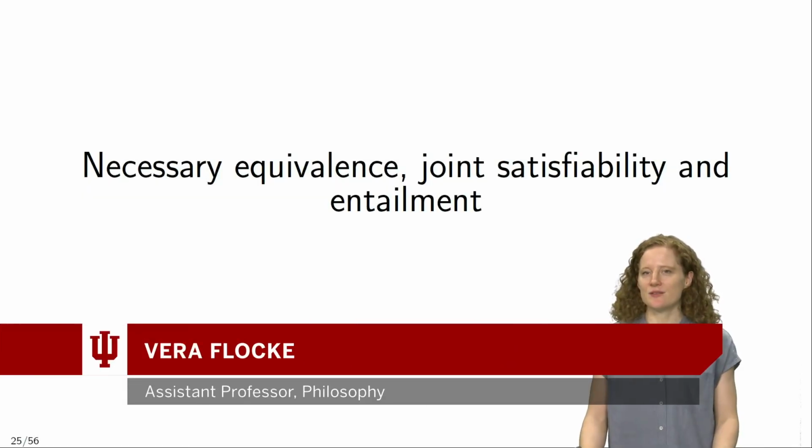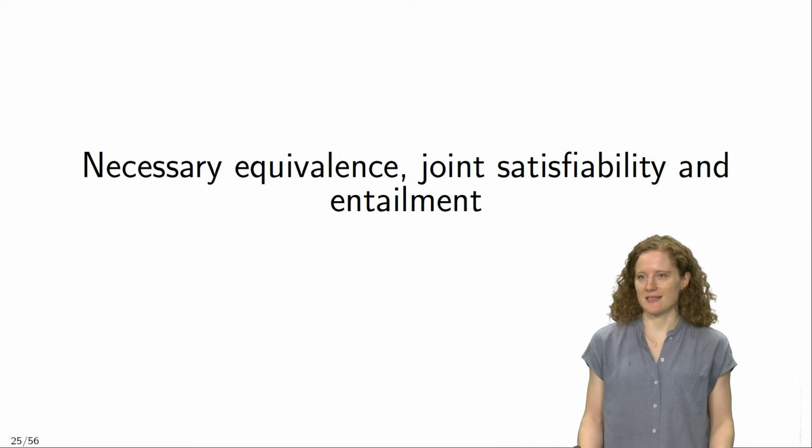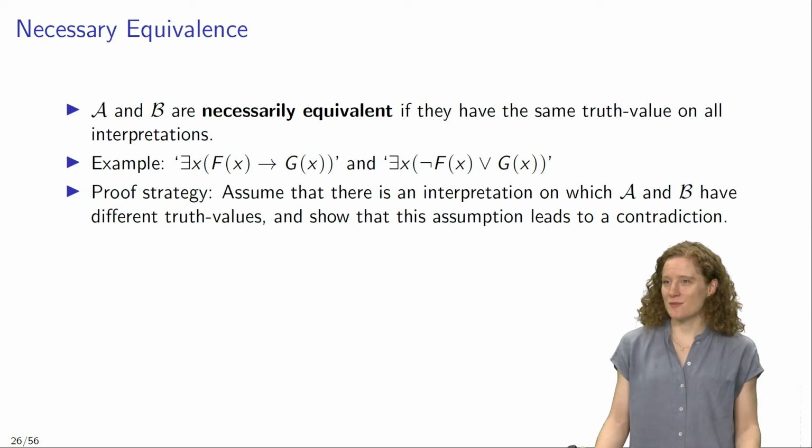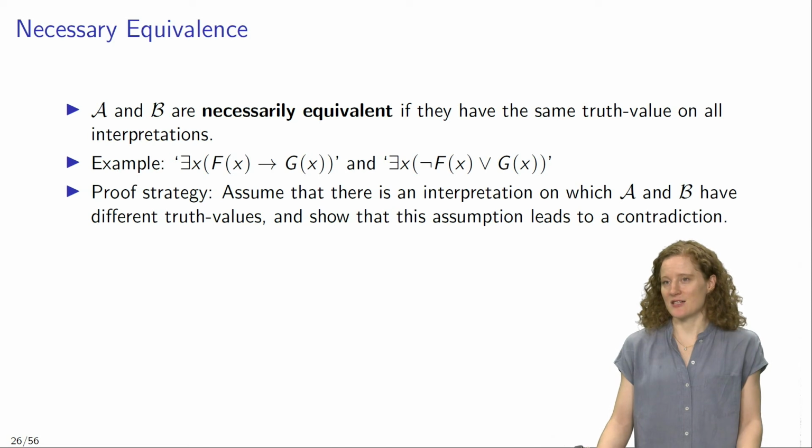Let's discuss when two FOL sentences are necessarily equivalent or jointly satisfiable, and let's also discuss when given FOL sentences entail another sentence. To begin with, two FOL sentences A and B are necessarily equivalent if they have the same truth value on all interpretations. So for example, consider these two sentences. There is an x such that if fx then gx, and there is an x such that not fx or gx. These two FOL sentences are necessarily equivalent.